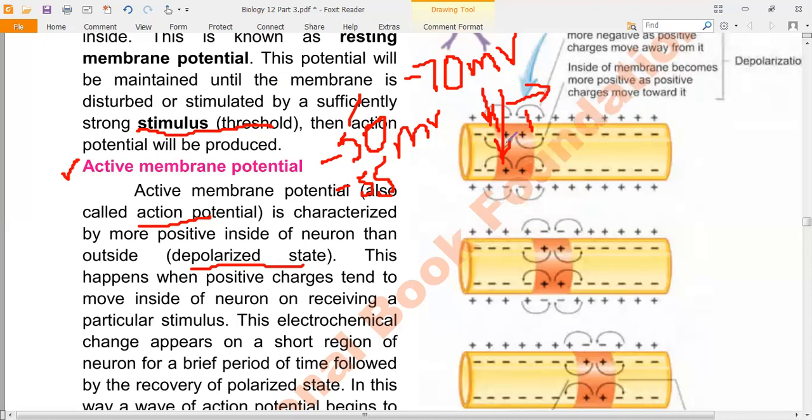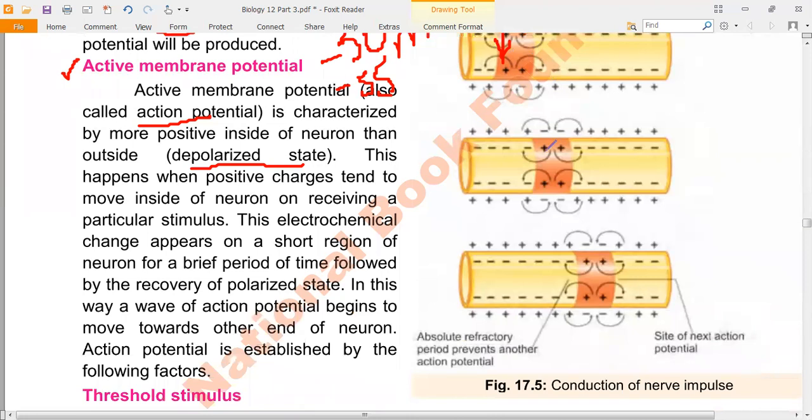So what happened inside? Potassium, like comparatively, sodium ions are more as compared to potassium ions. That's why they got positive charge. Now from here, the stimulus is moved forward, as you have seen here in this diagram.